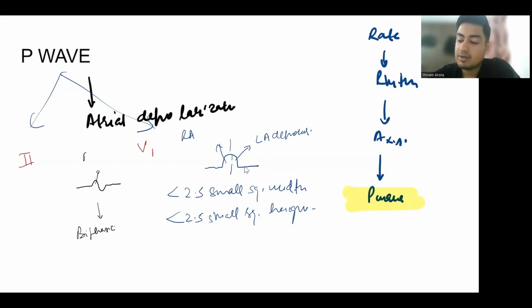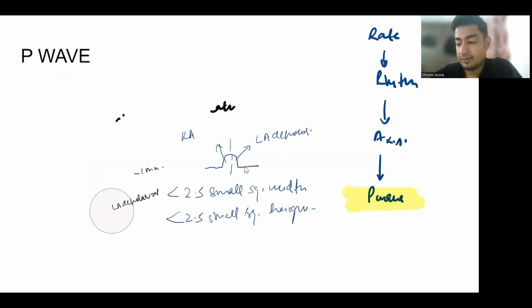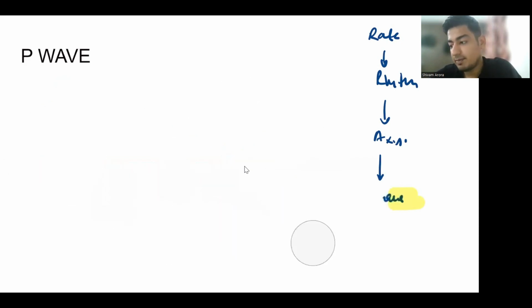Upward deflection is because of RA depolarization. Downward deflection is because of LA depolarization. And both the upward and downward deflections are less than 1 mm. Clear? Now, what are the pathologies in P wave?